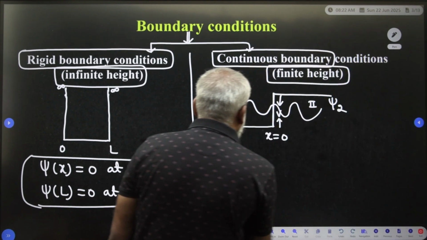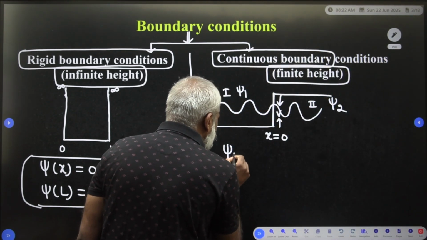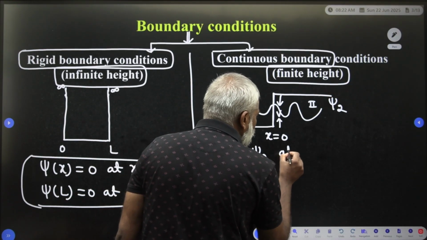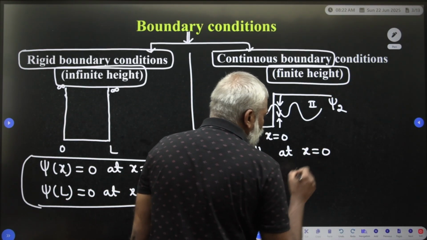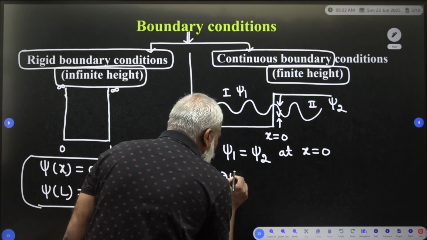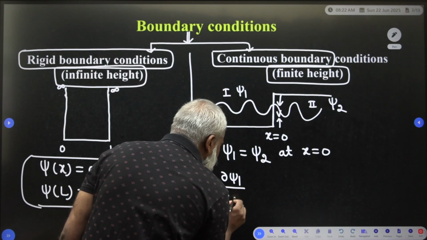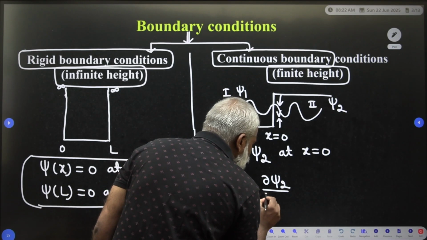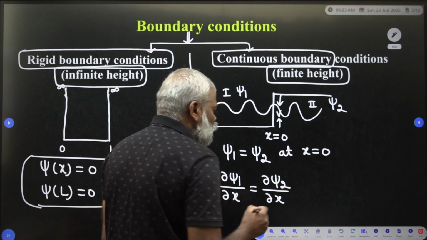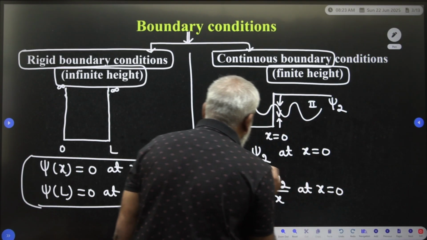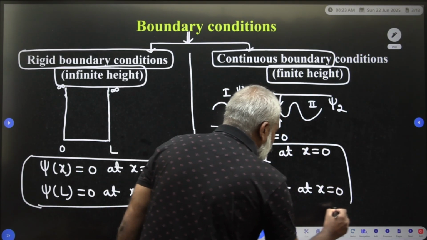Now you have to take at the boundary psi 1 is equal to psi 2 at x is equal to 0, and dou psi 1 by dou x is equal to dou psi 2 by dou x at x is equal to 0. Which boundary condition is this?